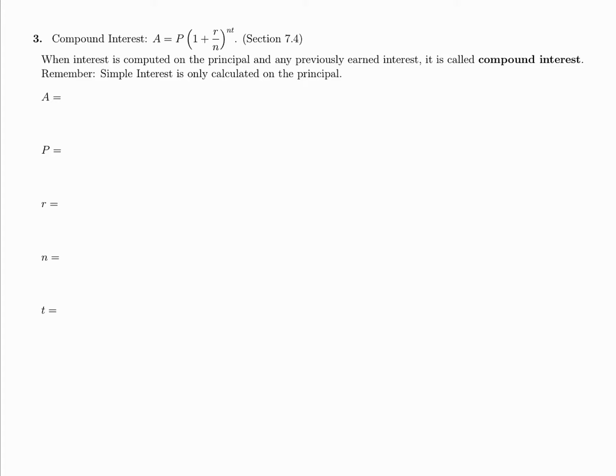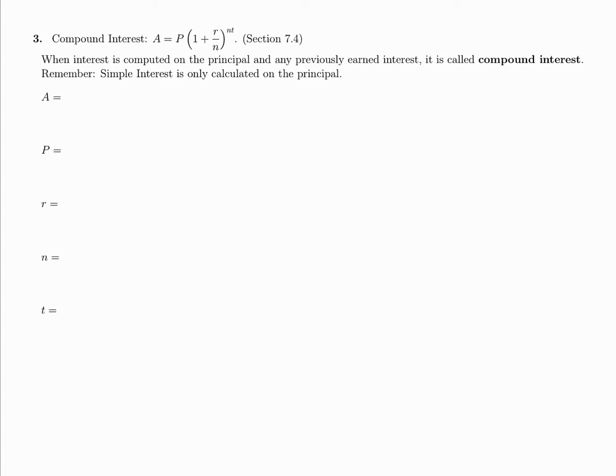Compound interest is a little different from simple interest, which we talked about previously. When interest is computed on the principal and any previously earned interest, we call this compound interest. Notice that this is different from simple interest. Simple interest only calculated interest on the principal. Now we're basically counting interest on interest as well.